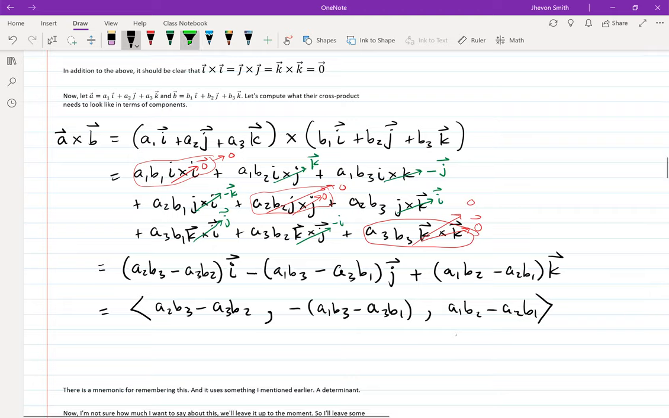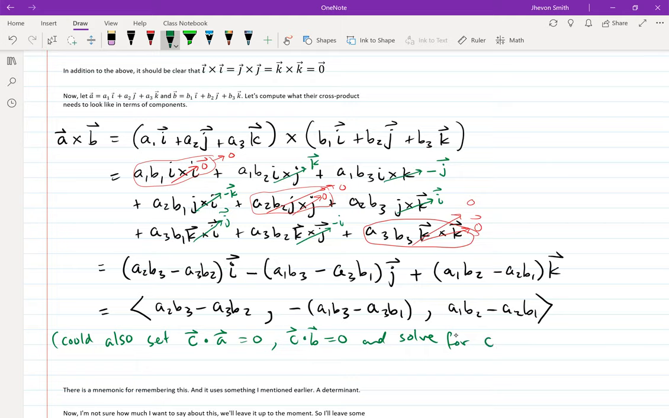Now, I want to make the point that we could also set C dot A equals 0, C dot B equals 0, and solve for C. However, by doing that, you'll get a system of equations that will have an infinite number of answers, although all the answers will be parallel to the one that you want.